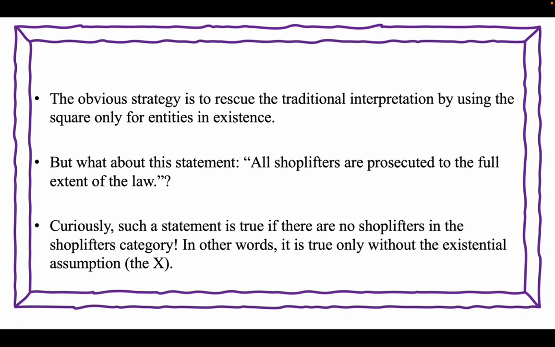So this is really puzzling because it's not only that we need to make statements about things that don't exist and make sense of them, but we also need to make statements about things that do exist, and yet we would make a false statement by diagramming that statement according to the traditional square of opposition, which makes an existential assumption. That would be the X.